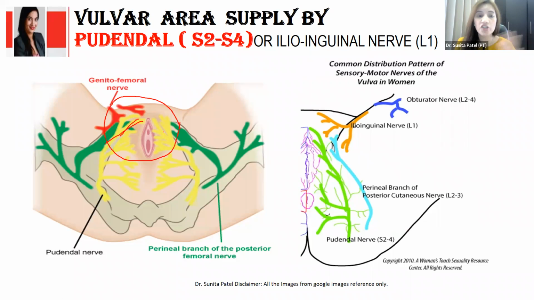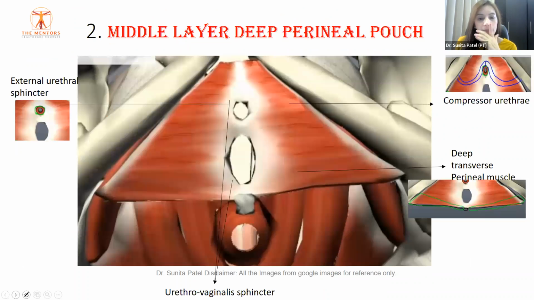So the superficial layer is supplied by the pudendal nerve. Even the middle is also supplied by the pudendal nerve. Now, after removing the superficial layer, so we remove this. Okay. Now let's see the middle layer. So the middle layer is this one. Can you see this one?